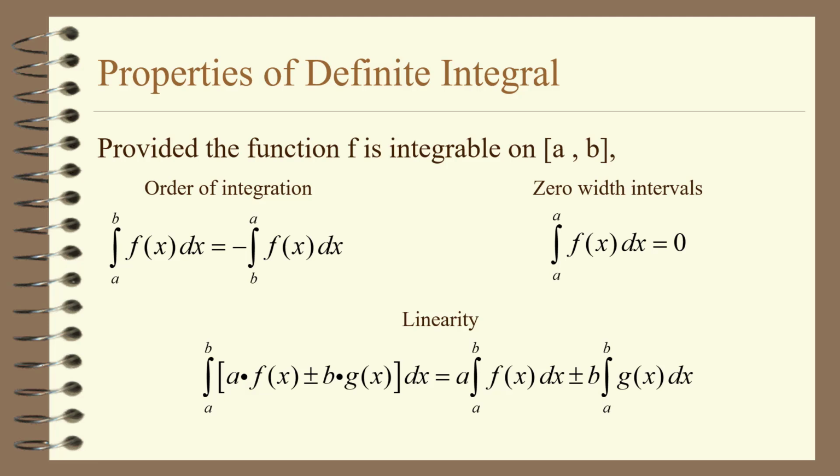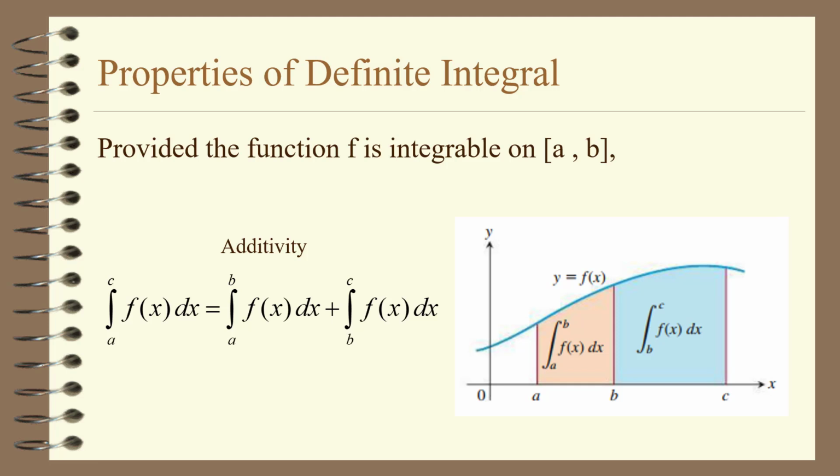The other one is linearity. It just means that if you find the definite integral of a sum, it's a sum of definite integrals. And if you have a definite integral of a constant multiple, it's a constant multiple of a definite integral. The definite integral symbol then distributes over sums, differences, and constants.